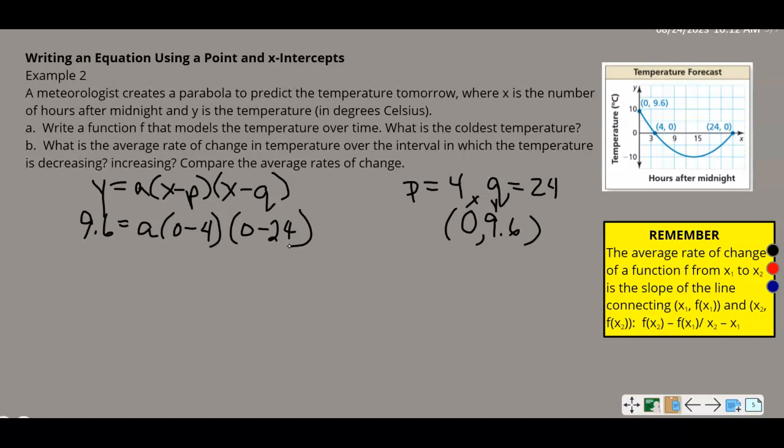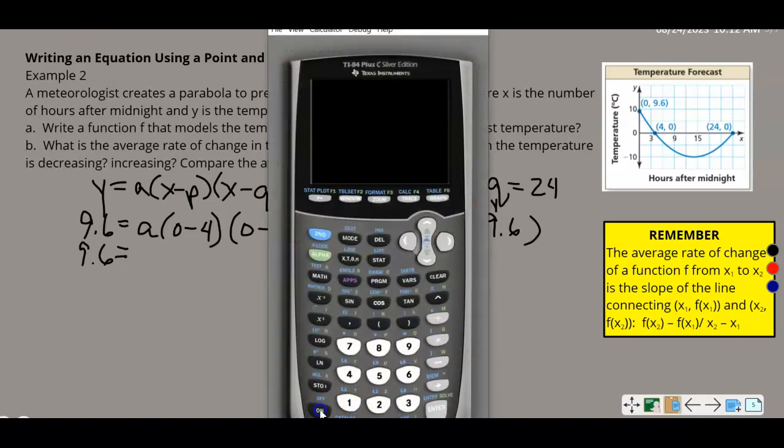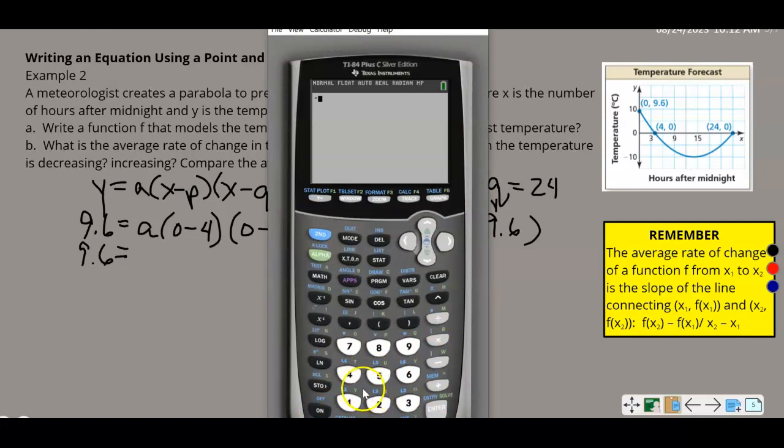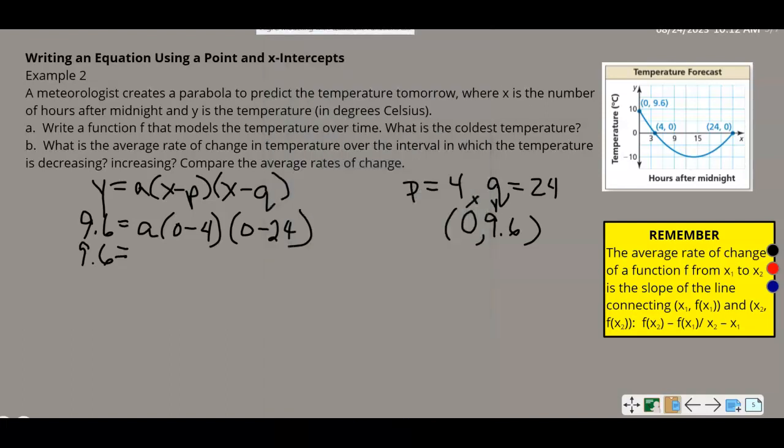Now, we can simplify that to find a. That's what we want to do. Simplify to find a. So we're going to have 9.6 equals, and then we're multiplying here. 0 minus 4 is negative 4. 0 minus 24 is negative 24. So I think this is 96, but let's double check my math here. All right, so let's see. Negative 4 times negative 24, positive 96. Okay, so we've got 96 times a, and then divide by 96.